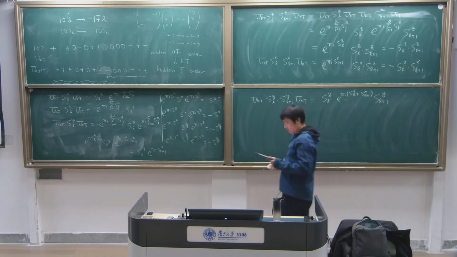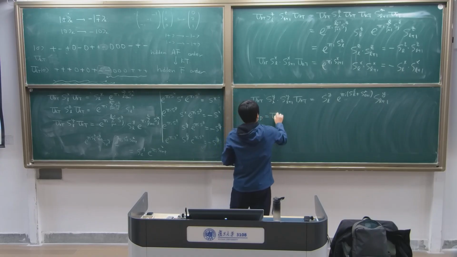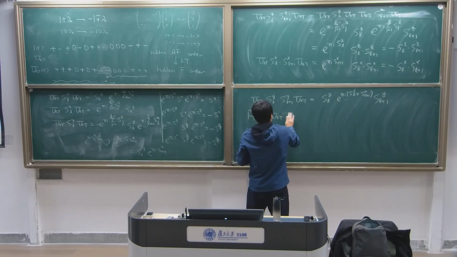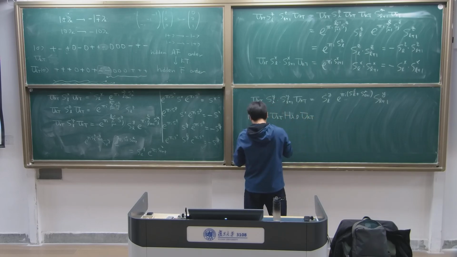Okay, so now for H tilde, lambda D is U Kennedy-Tasaki H lambda D U Kennedy-Tasaki, something like a point.